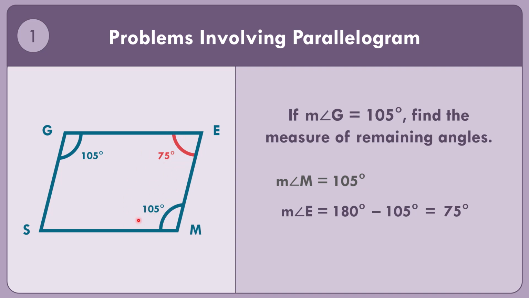Let us find now the measure of angle S. Opposite angles are congruent. So angle E is congruent to angle S. If angle E is equal to 75 degrees, then the measurement of angle S is equal to 75 degrees. So the remaining angles are 75 degrees, 105 degrees, and 75 degrees.